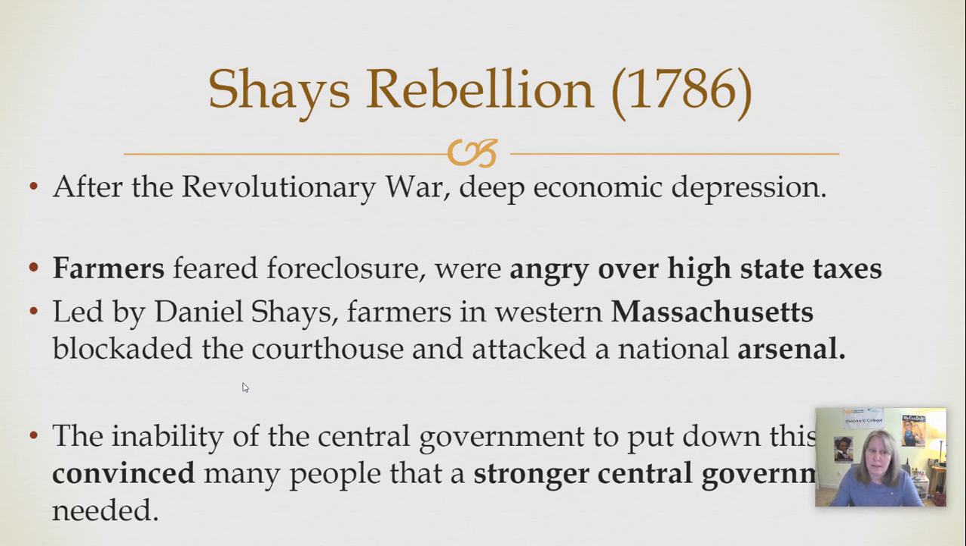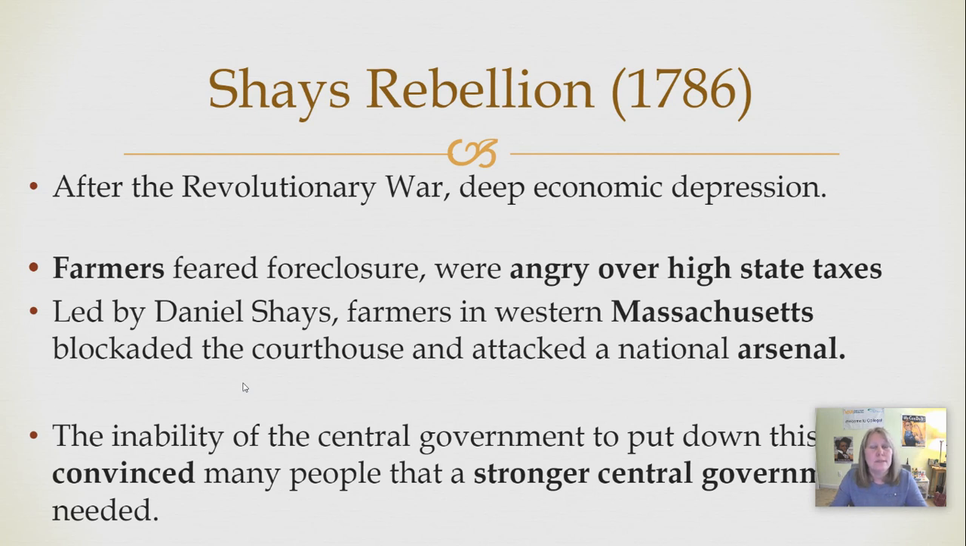Farmers, especially in Massachusetts, were angry over high state taxes that were passed. That sound familiar? High state taxes being passed and people upset about taxes. And led by this man named Daniel Shays, farmers in Western Massachusetts attacked a courthouse and a national arsenal where they were storing weapons inside. Well, this rebellion goes on for months. And our new government under the Articles of Confederation doesn't have any sort of a military to put it down. So there's nothing to do. It just goes on and goes on with no way to put it down.